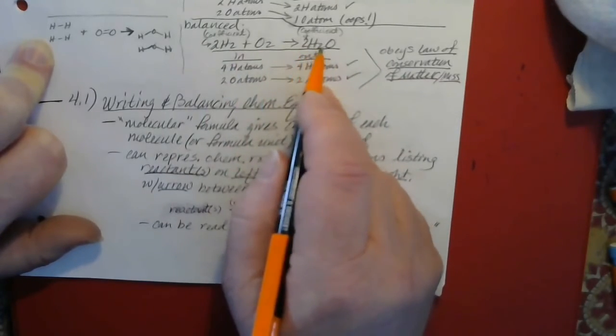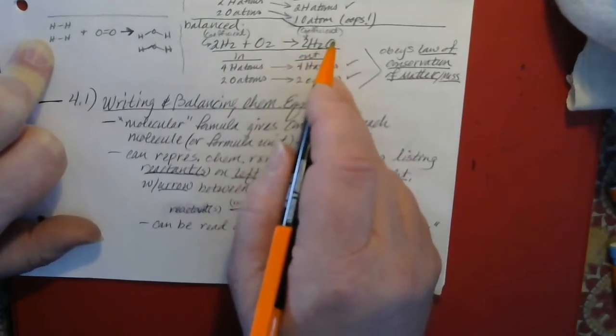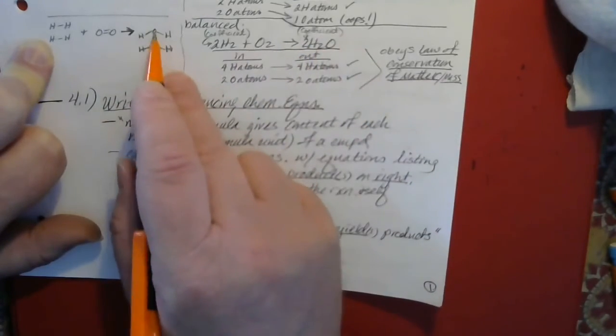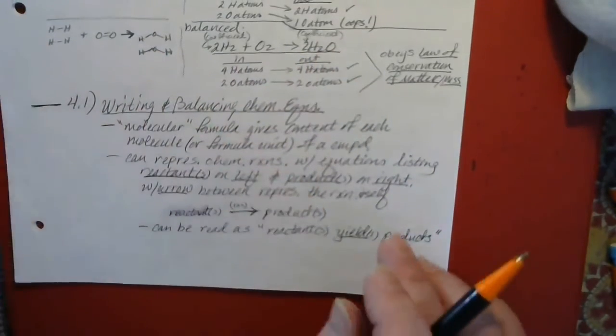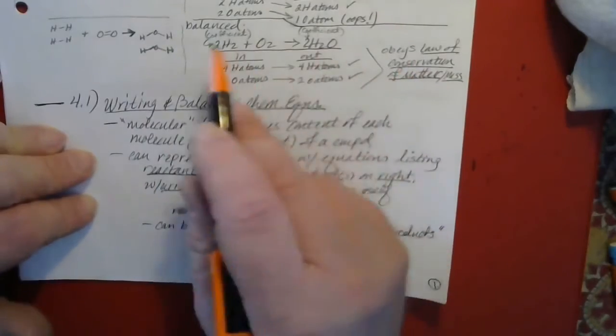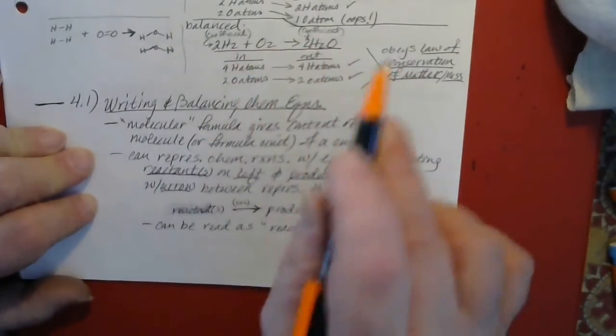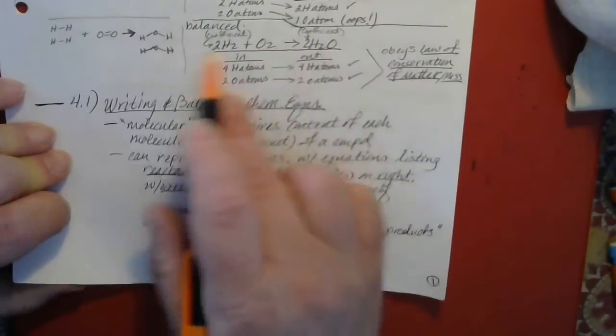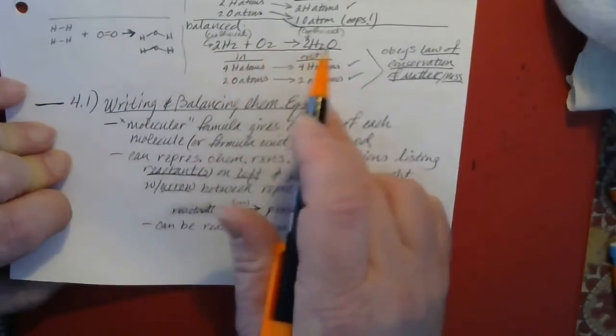So that 2 applies not only to the hydrogens, it applies to the oxygen also. So that means 2 oxygen atoms, and I've drawn it out over here. So obviously that's 2 oxygen atoms. And so this version of the equation does obey the law of conservation of matter. So this is what we would refer to as the balanced chemical equation.